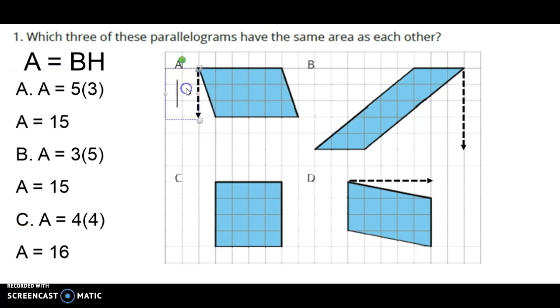Let's pause for 1 second and just label some of these. So here my height is 3, my base is 5. In B, my base was 3, and my height was 5. And in C, both my base and my height were 4. Okay, let's take a second and look at D. I'm going to use this length as my base.